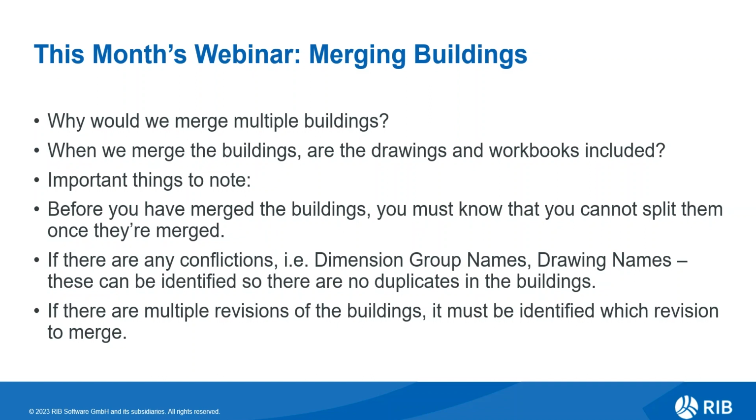So before you have merged the buildings, you must know that you cannot split them once they're merged. So we would recommend keeping the individual or the separate building saved, as well as saving this new merged one, just in case you need to revert back. If there are any conflicts, i.e. with dimension group names or drawing names, these can be identified so there are no duplicates in the buildings, but you must select the correct setting in order to achieve this. If there are multiple revisions of the buildings, it must be identified which revision you wish to merge.